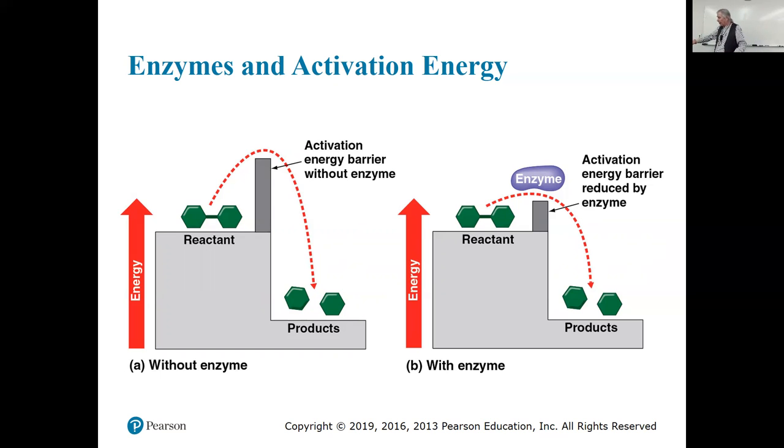So you have this energy barrier here. In order to break this bond into these two smaller molecules, you have to get over this hump. You've got to supply that amount of energy. If you have an enzyme, as I mentioned, the activation energy is reduced, and the reaction happens much faster.